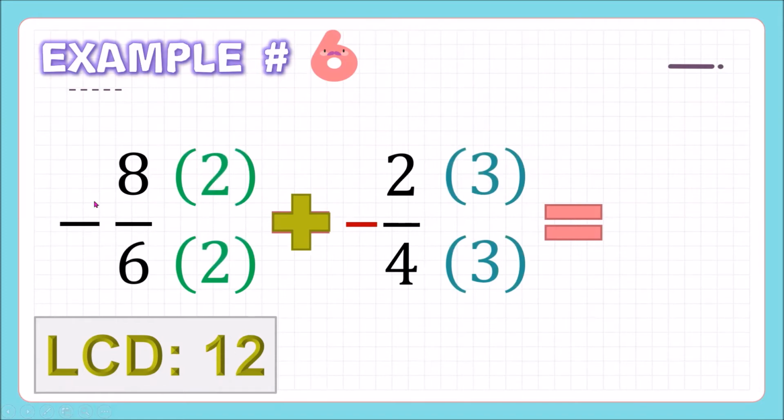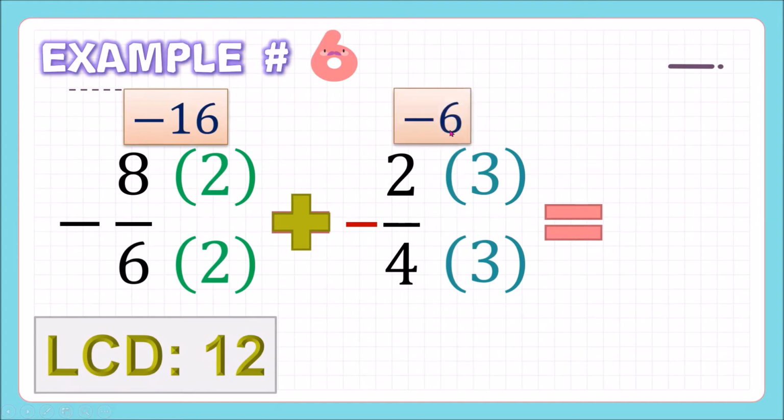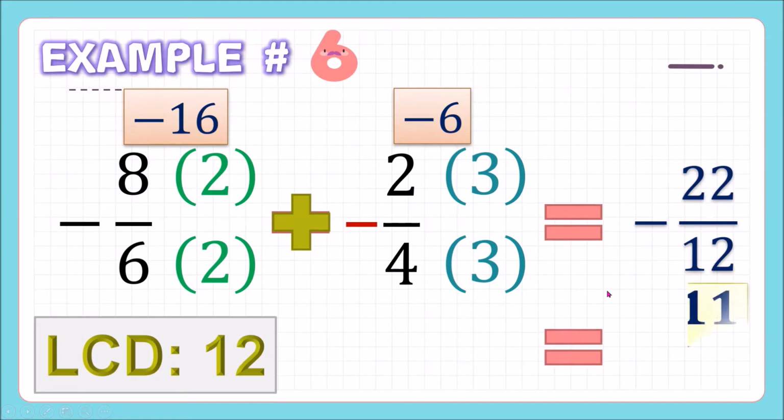Next, negative 8 times 2, we have negative 16. And then negative 2 times 3, we have negative 6. Now, let's add. Negative 16 plus negative 6, same sign, add. So 16 plus 6, we have 22, negative. Copy the same sign. So we have negative 22 over 12. For lowest term, divide it by 2. So 22 divided by 2 is 11, and 12 divided by 2 is 6. So we have here negative 11 over 6.